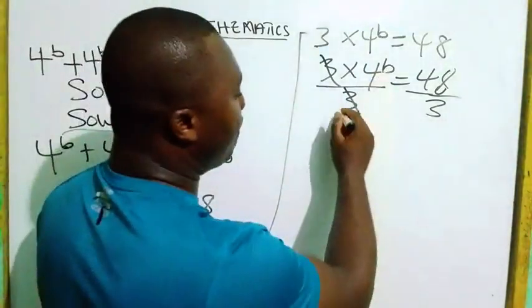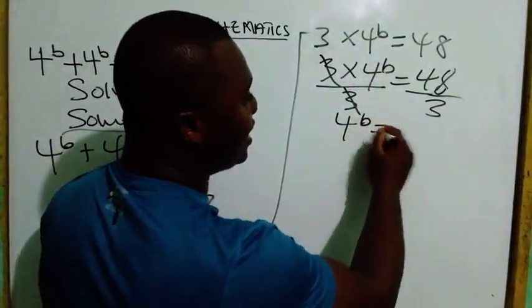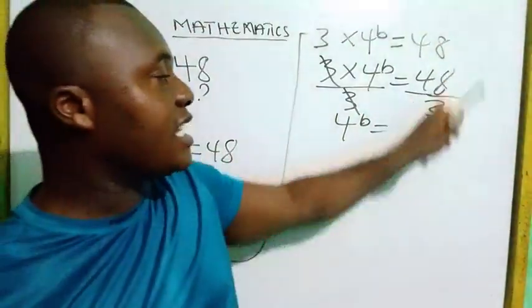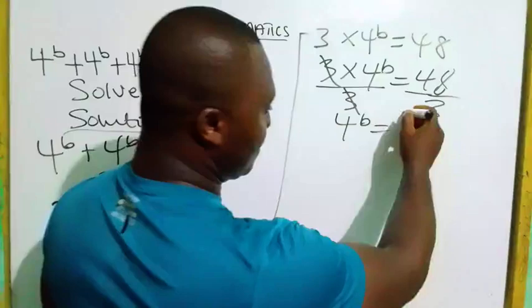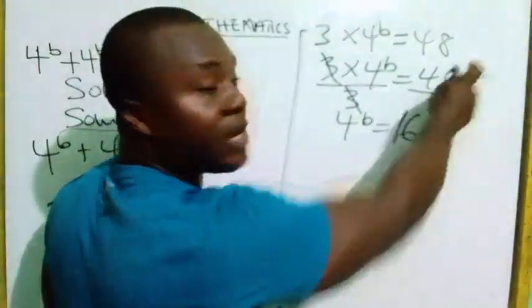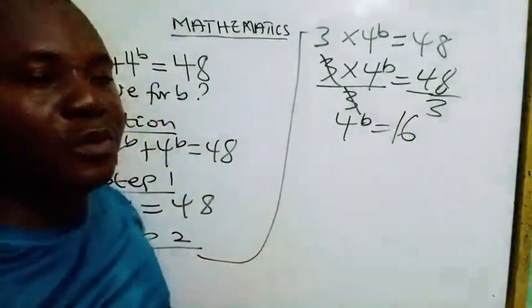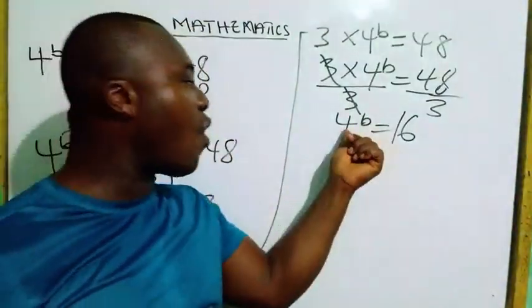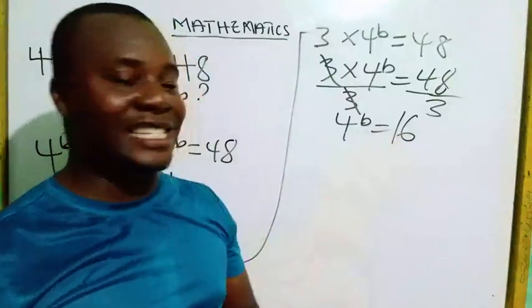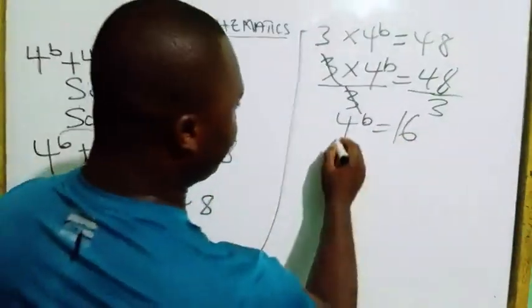So now we are going to have 4 exponent b equal to. Now 48 divided by 3 will give us 16, because 16 times 3 will give us 48. Right, so now you see we are having 4 raised to the power b equal to what? 16. So now step 3.